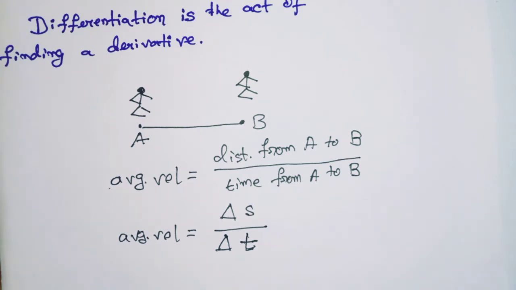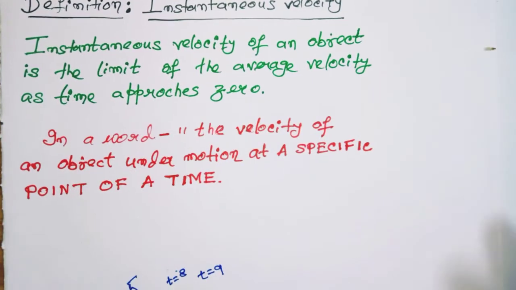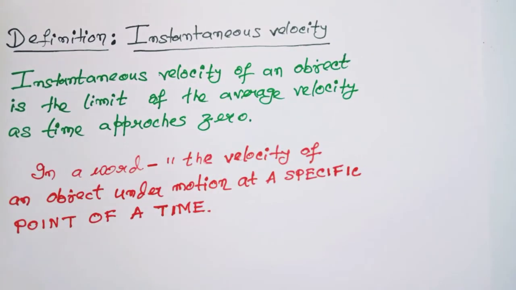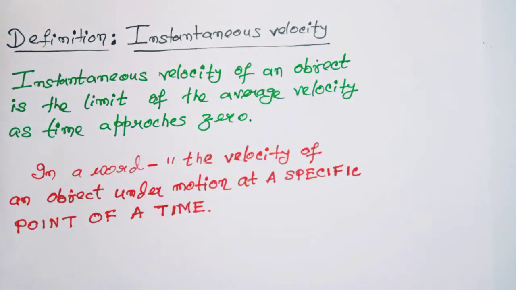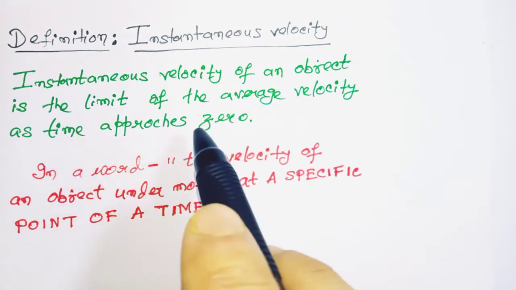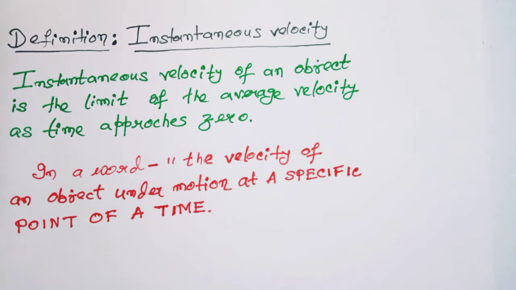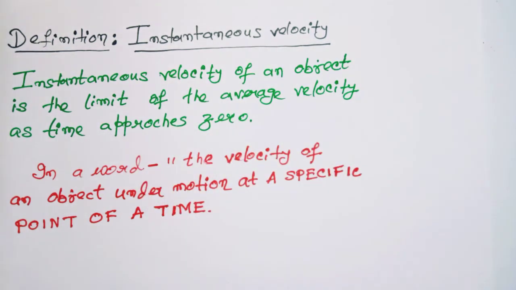Now, what we are going to understand from this part is what an instantaneous velocity actually is. We can go by this definition. It is written: instantaneous velocity of an object is the limit of the average velocity as time approaches zero. Now, you see two points: what is the limit, and what is time approaching zero. So we are going to concentrate on these two parts.